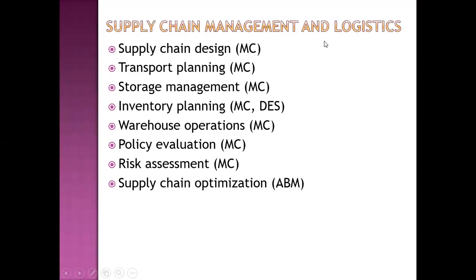Applications in supply chain management and logistics: supply chain design, transport planning, storage management, inventory planning, warehouse operations, policy evaluation, risk assessment, supply chain optimization.